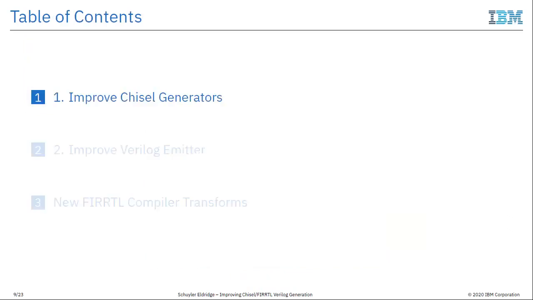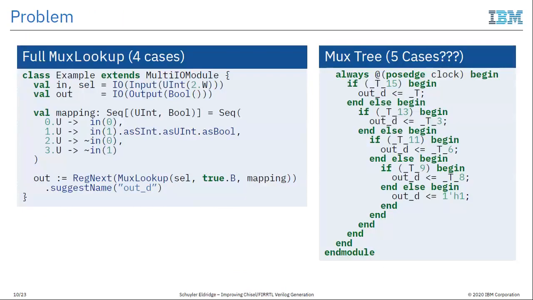All right, so first thing, improving the Chisel generators. So if you take a look at this code here, on the left, this was the Chisel that I showed originally. So this is that mux with this mapping. And this is what I get out on the right.